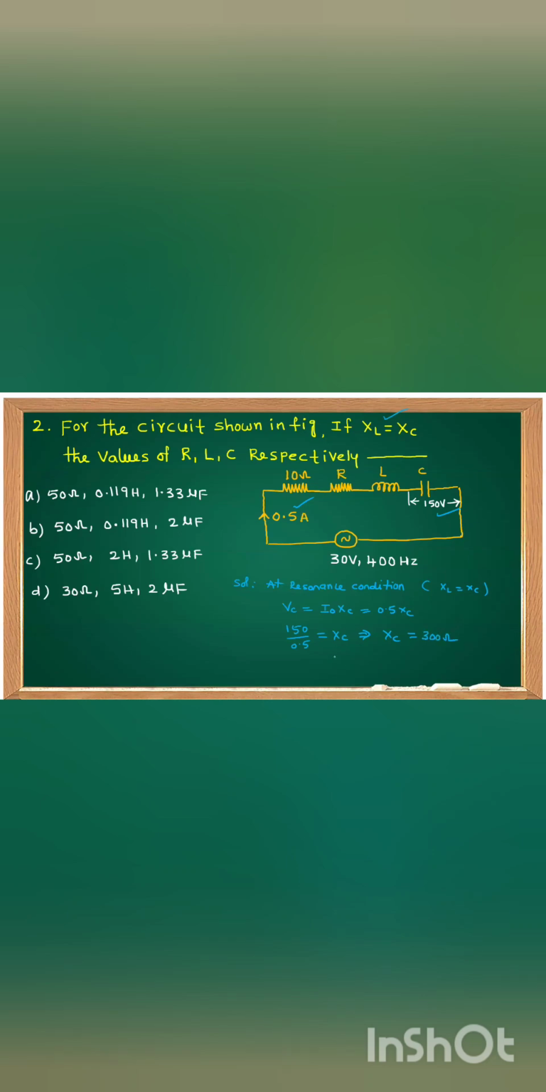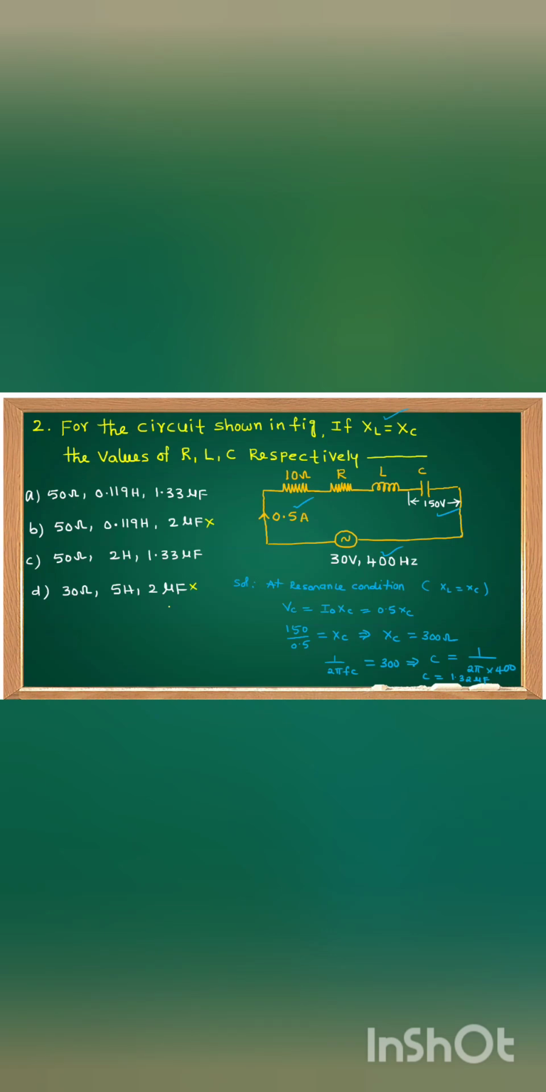But how to calculate capacitance now? 1 by 2 pi FC equal to 300. From this, what is C equal to? 1 by 2 pi into frequency 400 Hz. How much C can you get? Come on, do that calculation. Then by simplifying that, we get C equal to 1.32 microfarad. The given options have 1.32 microfarad in option A and option C. That's why B is not the answer, D is not the answer.